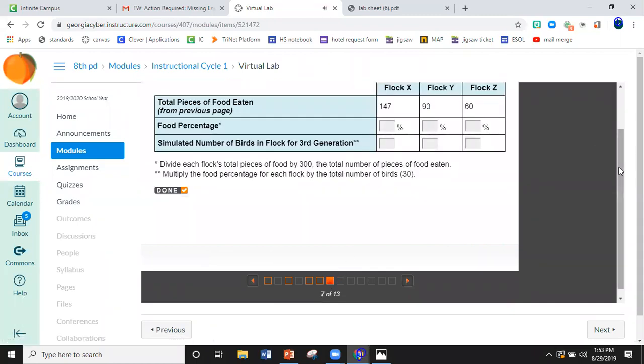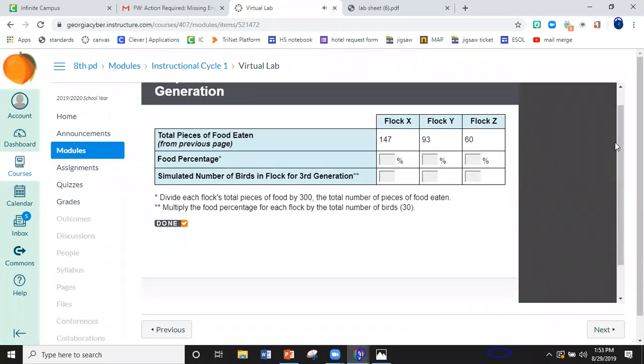Once again, compute percentages based on the food eaten and multiply each percentage by the number of birds, 30, to get the number of birds in the third generation. So we're going to run the simulation. We ran it again, and we're going to use that same information again. Now you're going to be able to do this part. I did the first one. Now I want you to do this one.